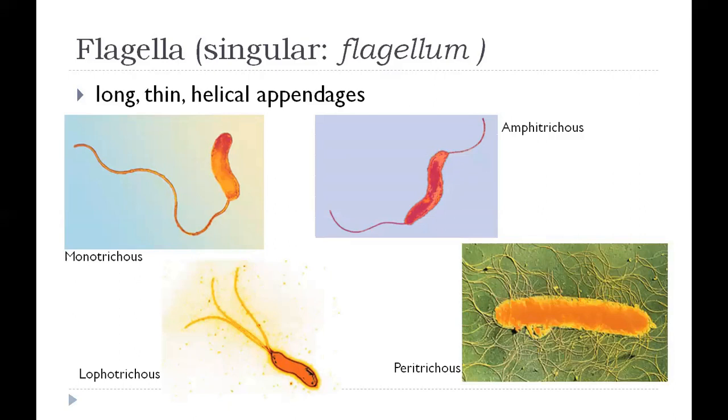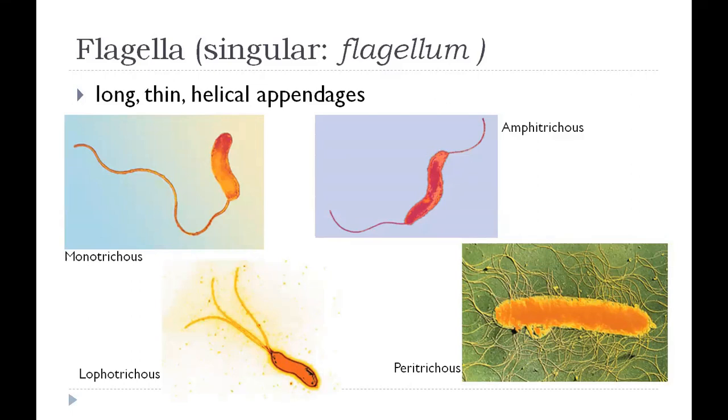We will continue with the last part of the chapter of bacterial morphology. So we were learning about flagella. Flagella are long, thin helical appendages which help bacteria in locomotion. So flagella is basically the organ of locomotion. It is a long helical filament.